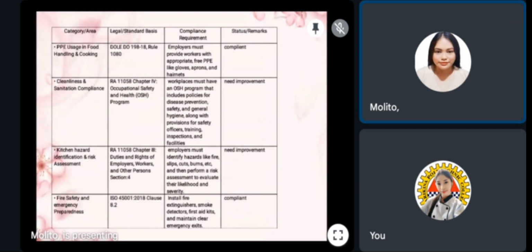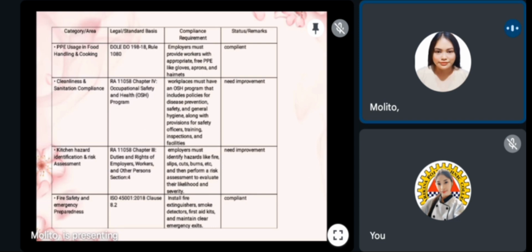First category area, PPE usage in food handling and cooking. Legal standard basis, DOLE, DO 198-18 Rule 1080. The compliance requirement is employers must provide workers with appropriate free PPE like gloves, apron, and hairnet. The status or remark: compliant.